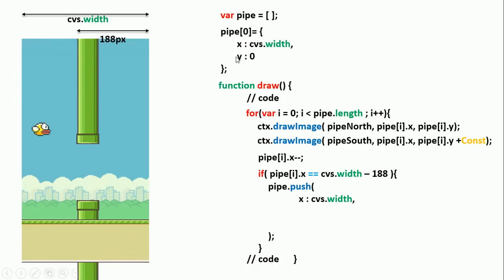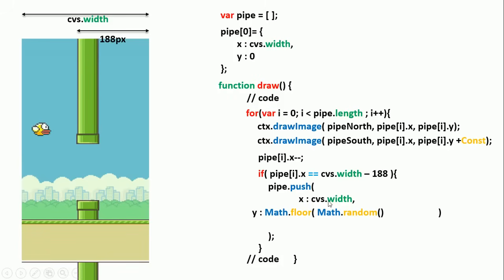So to set different Y positions here, we need to use the random function. So we will use Math.random and Math.floor. Math.random will give us a number between 0 and 1, and Math.floor will return an integer. Now we need numbers between 0, so this is the maximum Y position, and minus the height of this pipe.